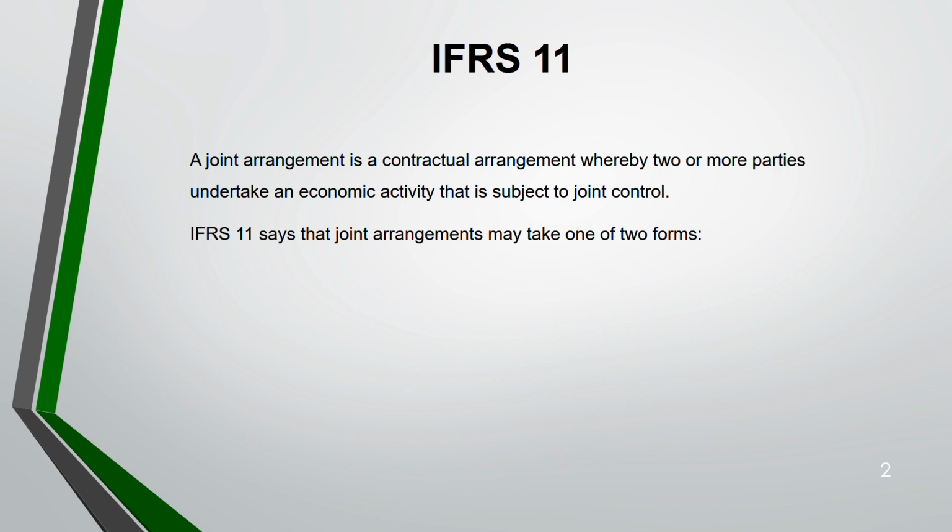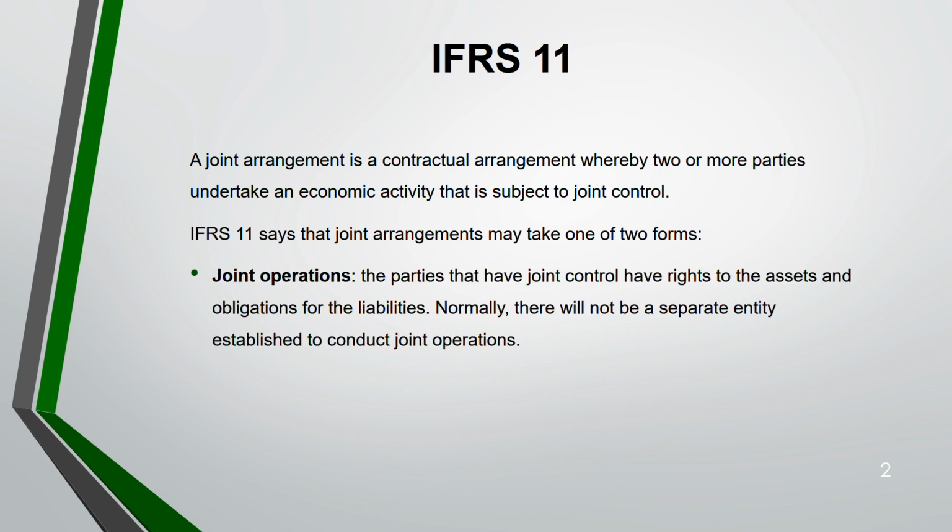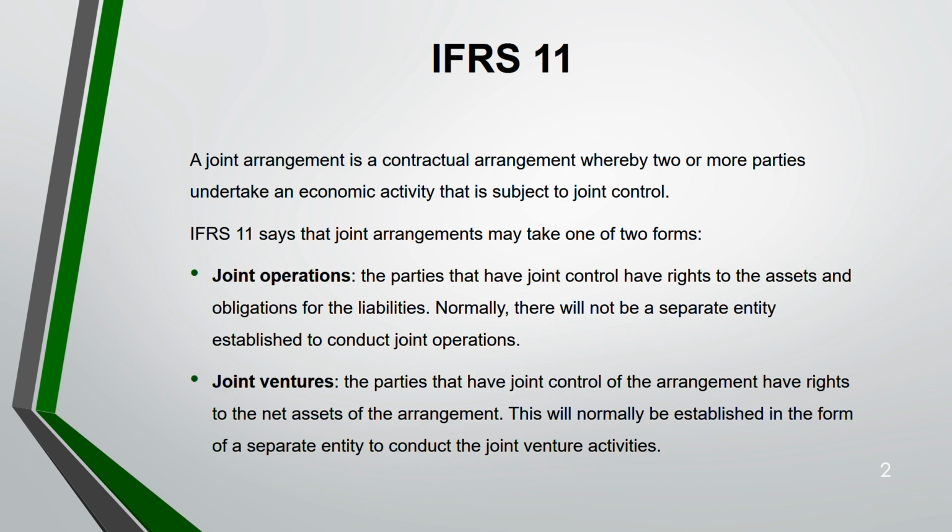IFRS 11 says that a joint arrangement can take one of two forms. So when you're applying IFRS 11, the main thing that you have to see is which of the two forms you are taking, because the measurement then differs. Whether it's a joint operation or whether it's a joint venture.